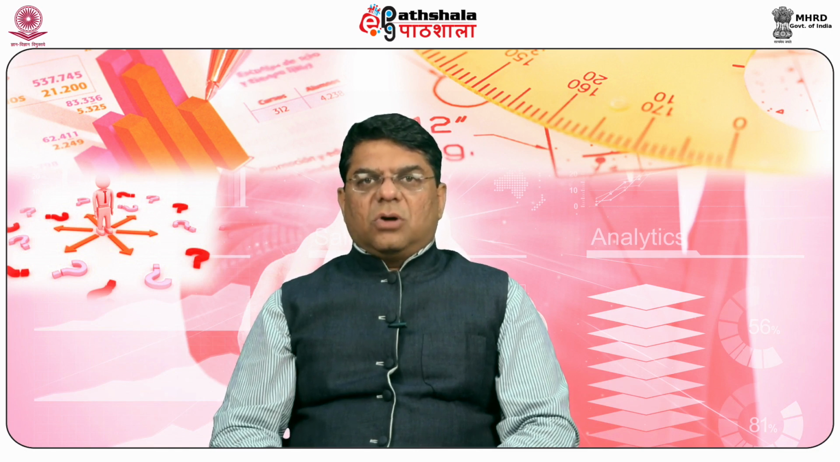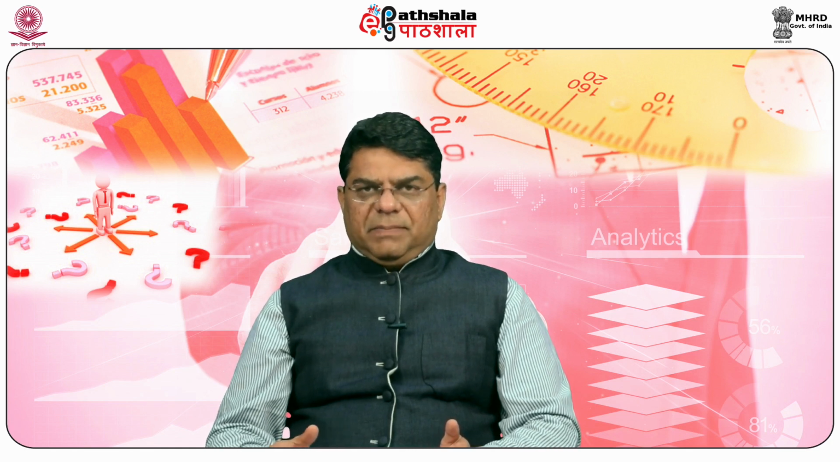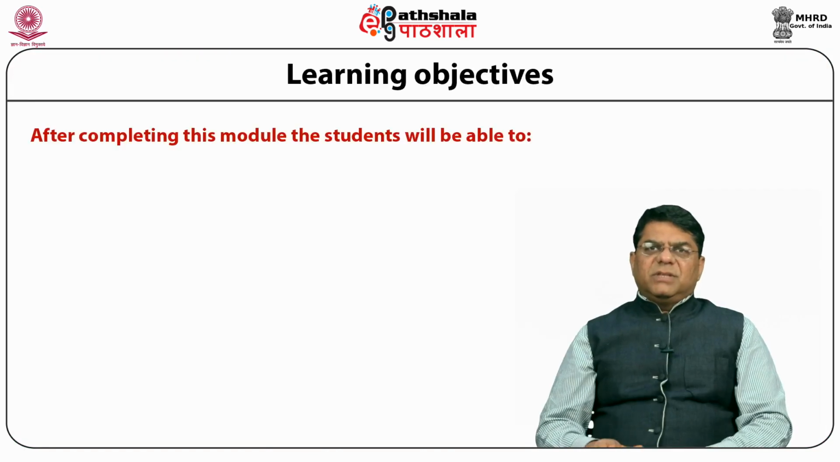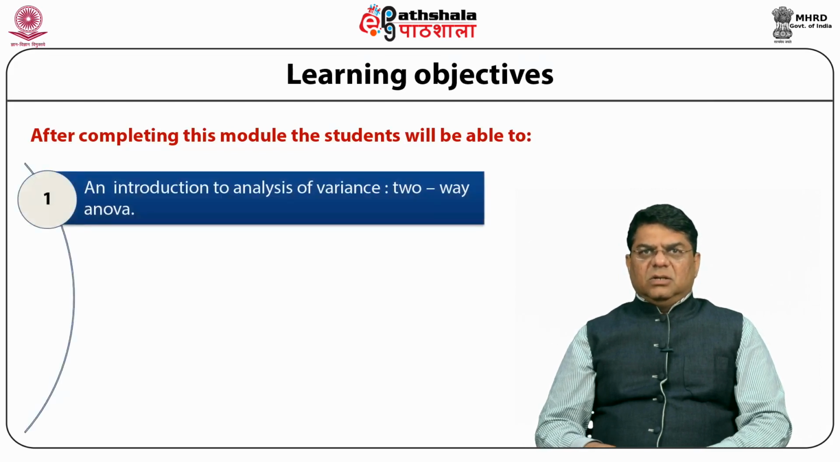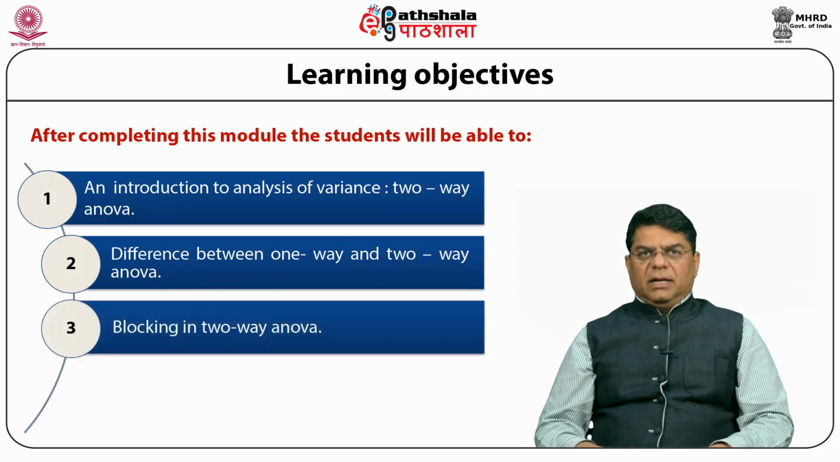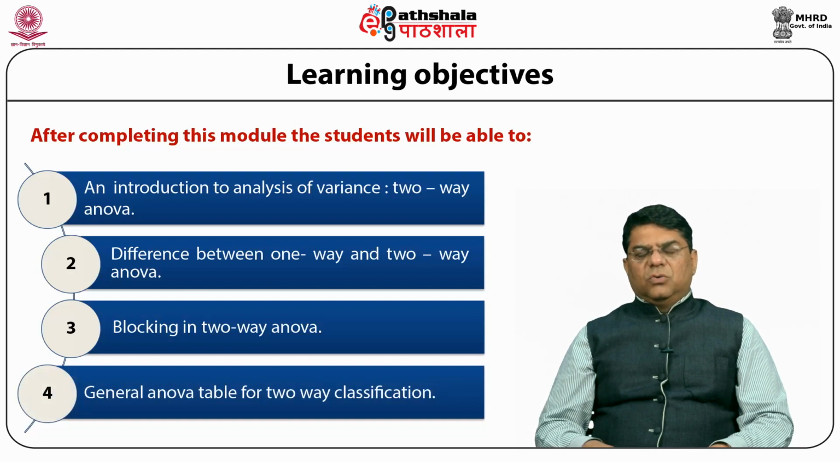Today, we are going to talk on the module Analysis of Variance and Experimental Design, two-way ANOVA, under the paper Quantitative Techniques for Management Decisions. After the completion of this module, the student will understand analysis of variance, a two-way ANOVA, and the difference between one-way ANOVA and two-way ANOVA. He will also understand what is blocking in two-way ANOVA, and he will also know the design of a general ANOVA table for a two-way classification.